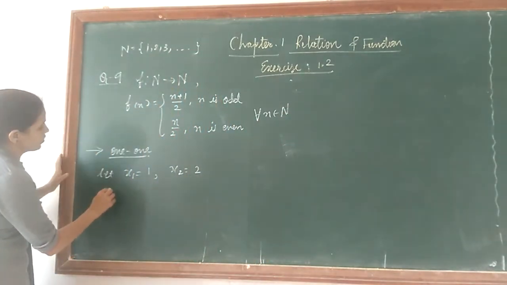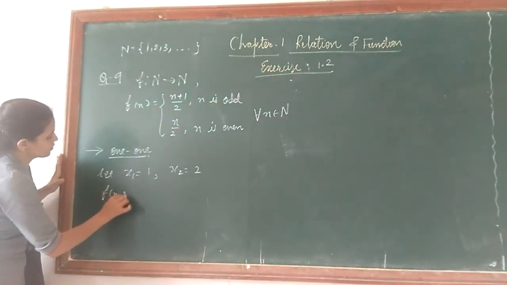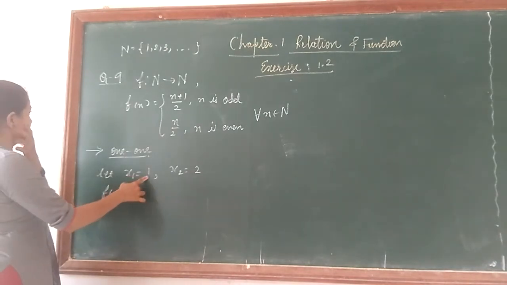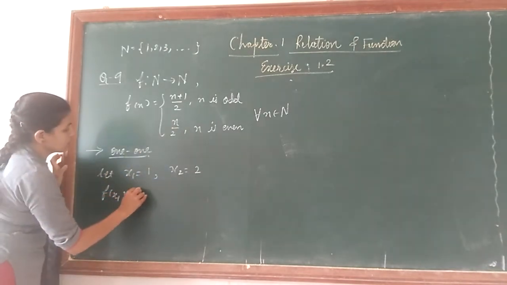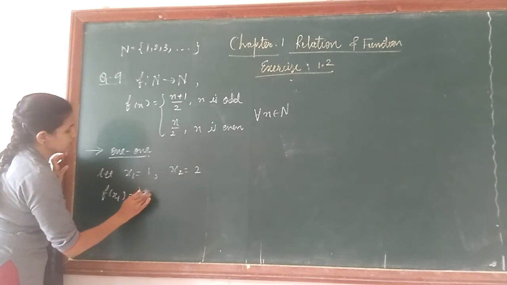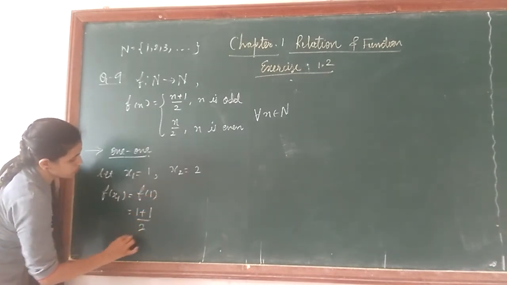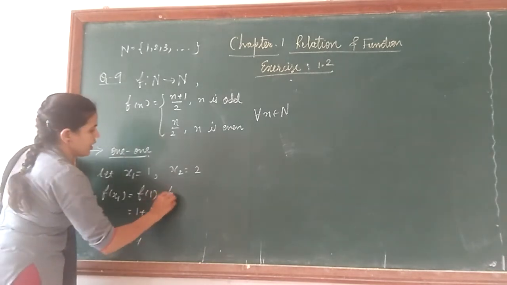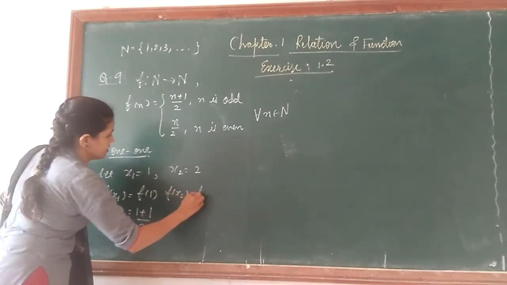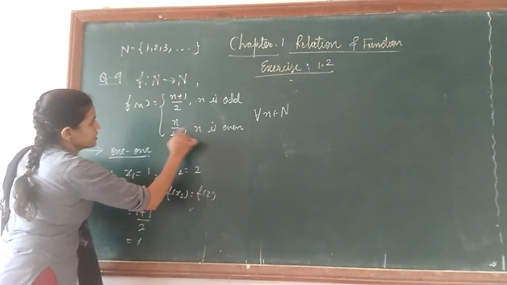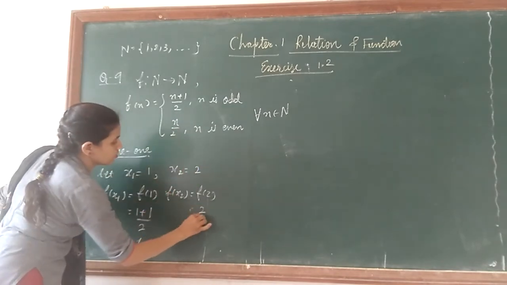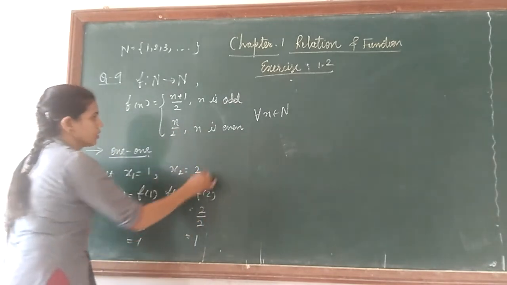So let me do f of x1. What is x1? 1 is an odd number. So this is f of 1, that is 1 plus 1 by 2, that is equal to 1. f of x2, that is f of 2. 2 is an even number, so therefore 2 by 2, that is equal to 1.